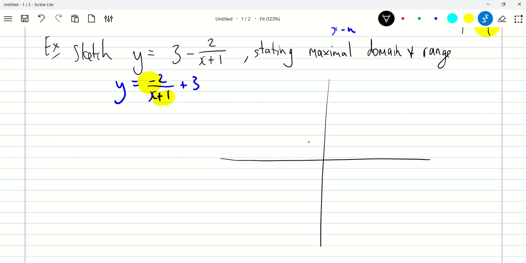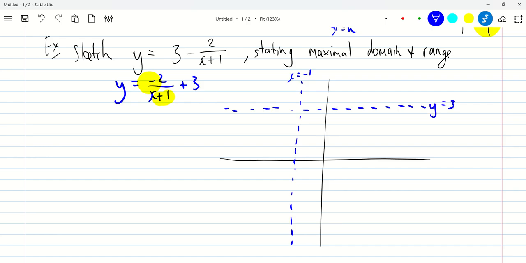All good. So firstly, we're going to have an asymptote at x equals negative 1. That's my vertical asymptote. Then we're going to get a horizontal asymptote at positive 3. So I'm going to have y equals 3 as my horizontal asymptote. And it's going to be the other sides. And so what we're going to have is, make sure you never hit the asymptotes.